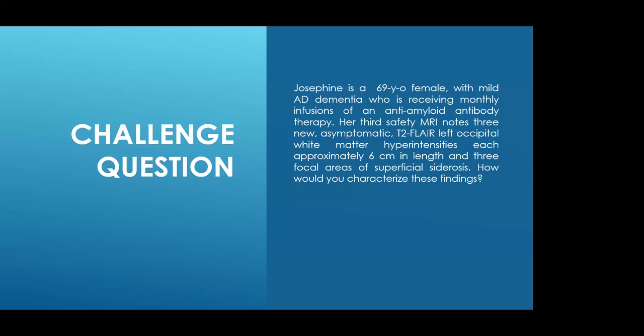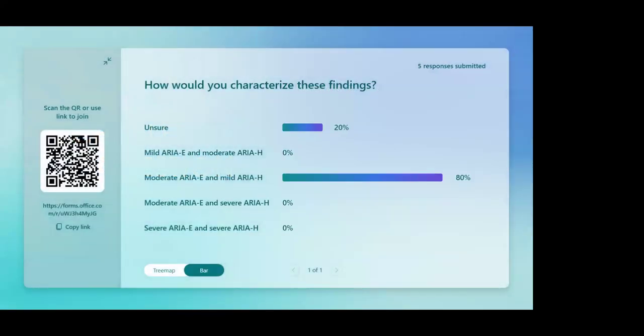So this will be, I would say, multiple, more than one location. Yeah, more than one location, less than 10 centimeters, and we have superficial siderosis. And the answer here will be moderate ARIA-E and severe ARIA-H. That will be the answer for this question.